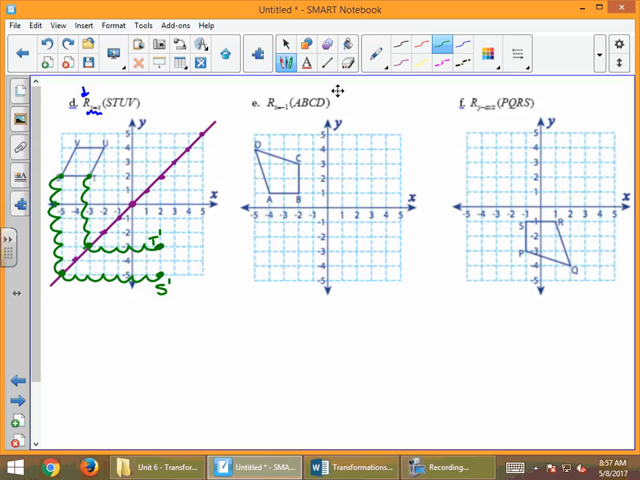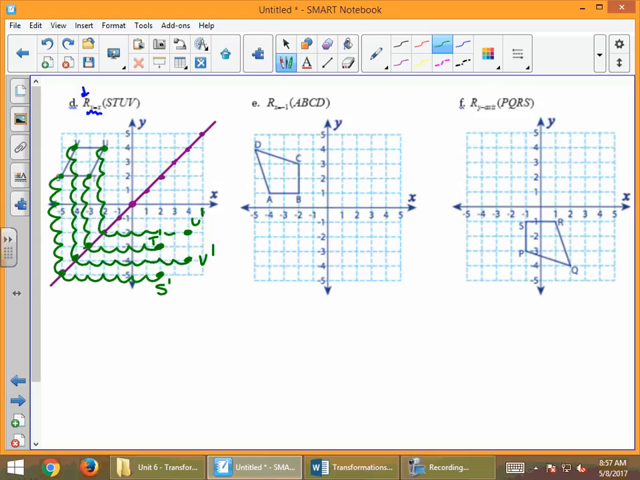Okay? Repeat that same process with U. I'm going to count down. 1, 2, 3, 4, 5, 6. I'm going to go right 6. 1, 2, 3, 4, 5, 6. Okay. Same thing with V. 1, 2, 3, 4, 5, 6, 7, 8. Then right 8: 1, 2, 3, 4, 5, 6, 7, 8.